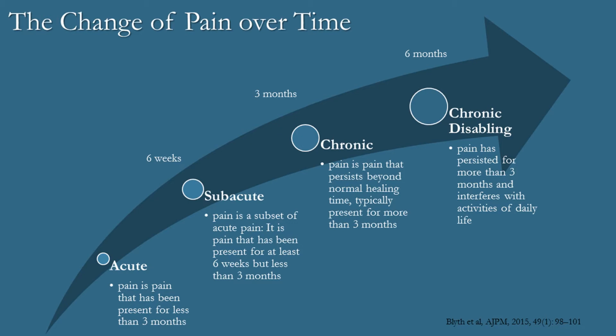Again, in terms of definitions so that we have a common language, there's the initial pain, there's the initial stimulus. And acute pain is pain that we describe that has been present for less than 3 months. As a subset of acute pain, there is subacute pain. That is pain that has been present for at least 6 weeks, but less than 3 months. Chronic pain is pain that persists beyond what would typically be considered a normal healing time, typically present for over 3 months. Chronic disabling pain is pain that has persisted for more than 3 months and interferes with activities in daily life.